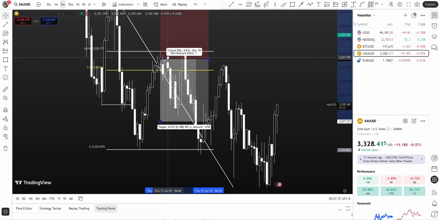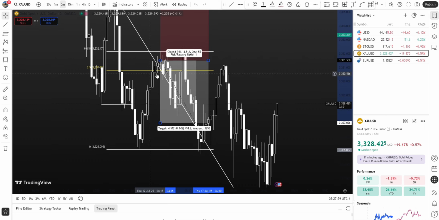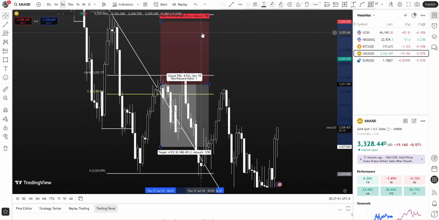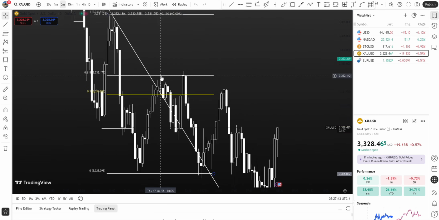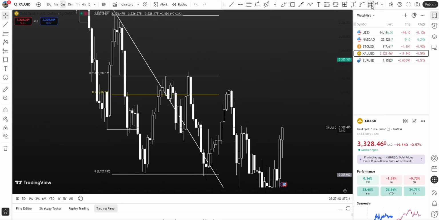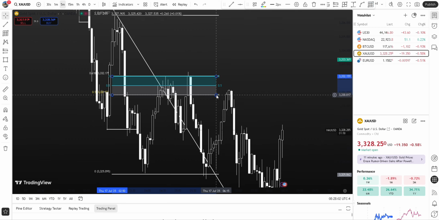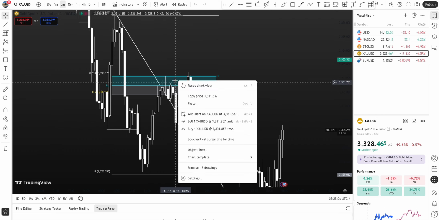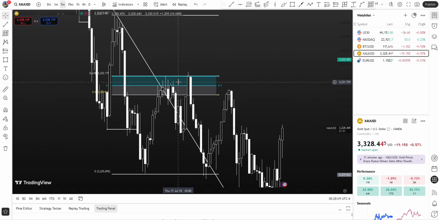Okay, or you can wait for it to go to equilibrium of this. So you can either enter where it taps the zone or enter at equilibrium. That's also something I can recommend. If you see that price is rejecting too much, you just take your GAN box with the levels of 0, 0.5, and -1. You drag it across the golden zone, and then you wait for it to hit this middle zone right there. Okay, this is just extra confirmation to have a more precise entry.